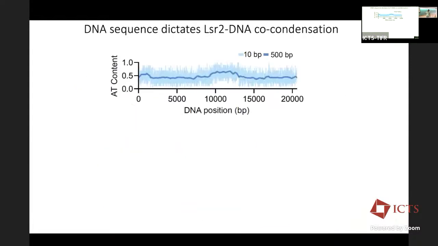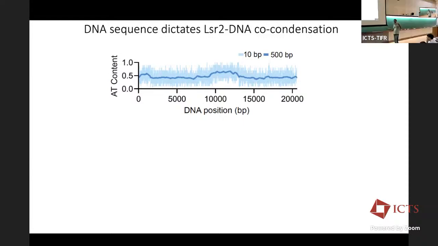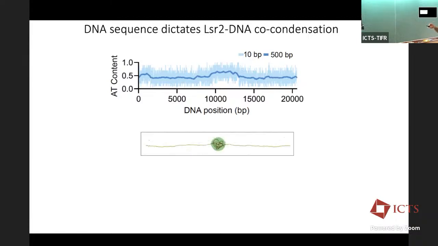So one important thing is that if you look at the AT content, again, at a 10 base level, it's very noisy. You coarse grain it because you have the resolution issue in experiments, because you cannot measure with arbitrary precision. Each pixel corresponds to about 500 base pairs, and that's why you coarse grain over it. And this is what you kind of get. That's the coarse-grained landscape.